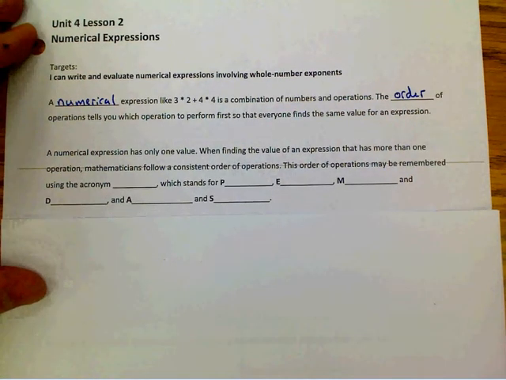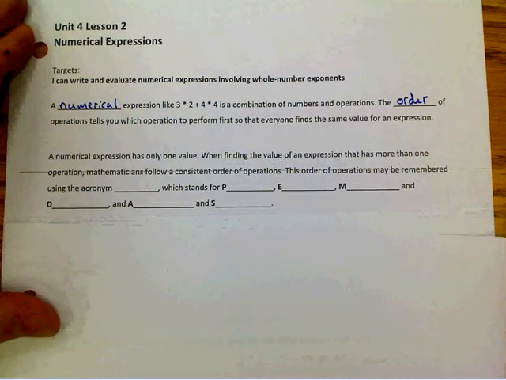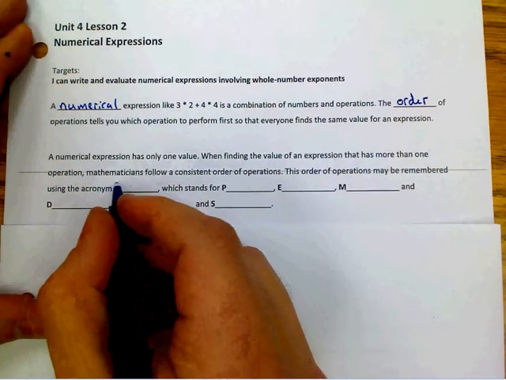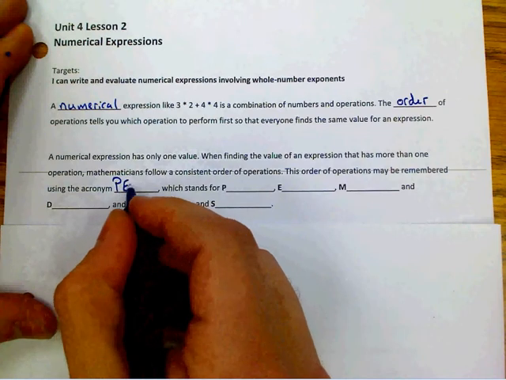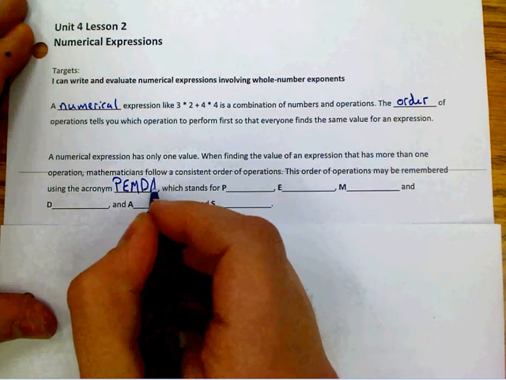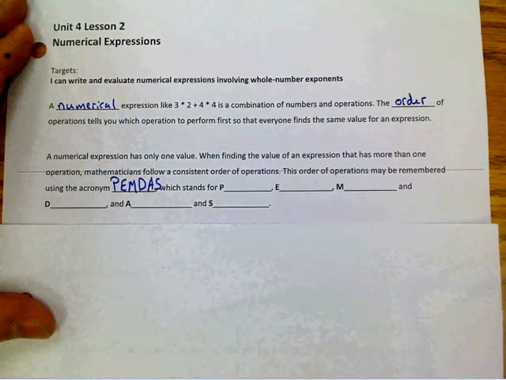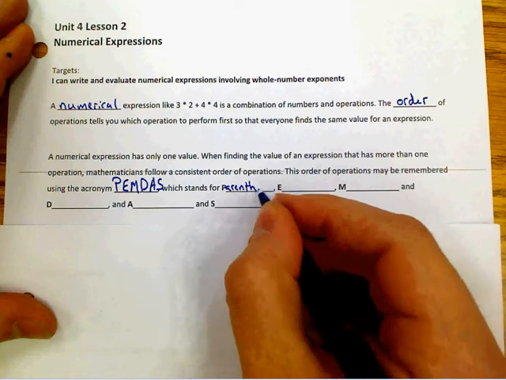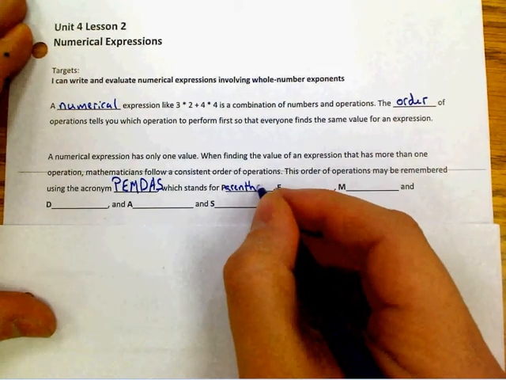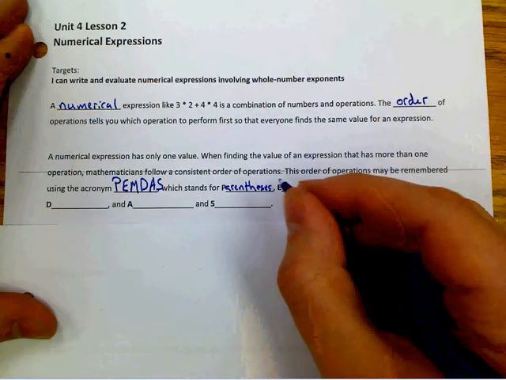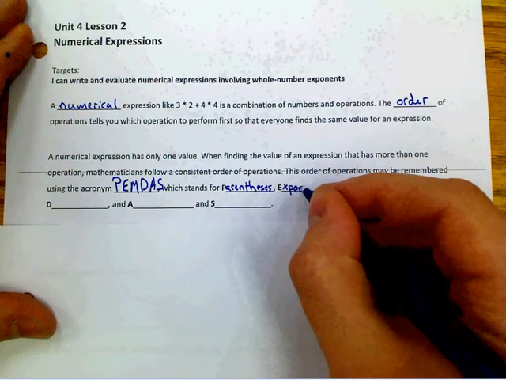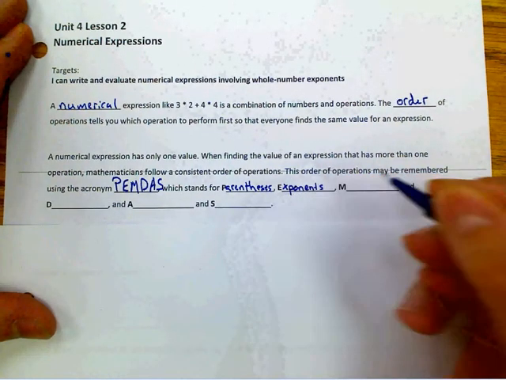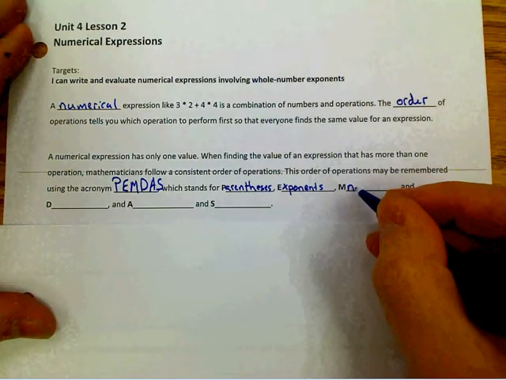When finding the value of an expression that has more than one operation, mathematicians follow a consistent order of operations. This order of operations may be remembered by using the acronym PEMDAS. Which stands for parentheses. Exponents, which we learned about in Unit 1, Lesson 1, sorry. Multiplication and division.